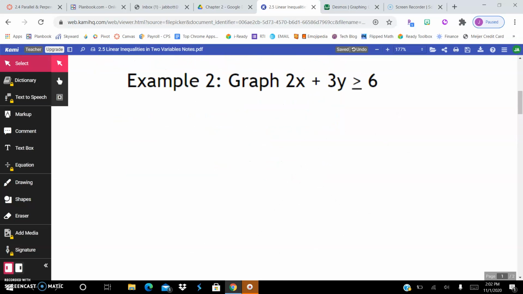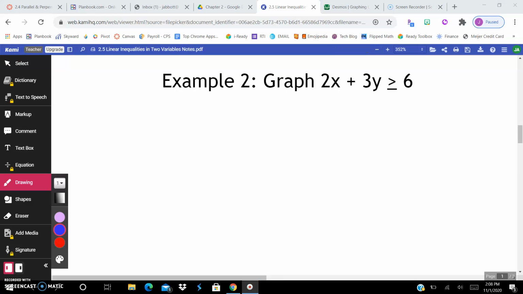Example 2 is the same thing. We're going to graph this one. The only difference now is they're not giving it to us solved for y. So we have one extra step. We have to solve these for y. So we're going to make an upside down T. And we're going to get rid of that 2x. It's positive 2x right now, so we're going to subtract 2x from both sides.